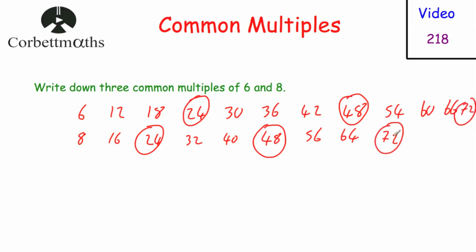And there we've got our three common multiples, or the first three common multiples. Obviously, there'd be loads more, infinitely many more. But we were asked to list three of them. And the first three that I can find are 24, 48, and 72. Okay, let's have a look at our next topic.